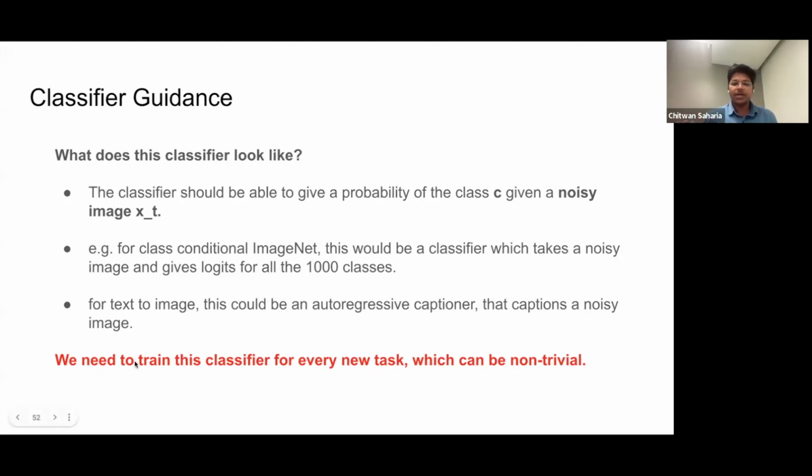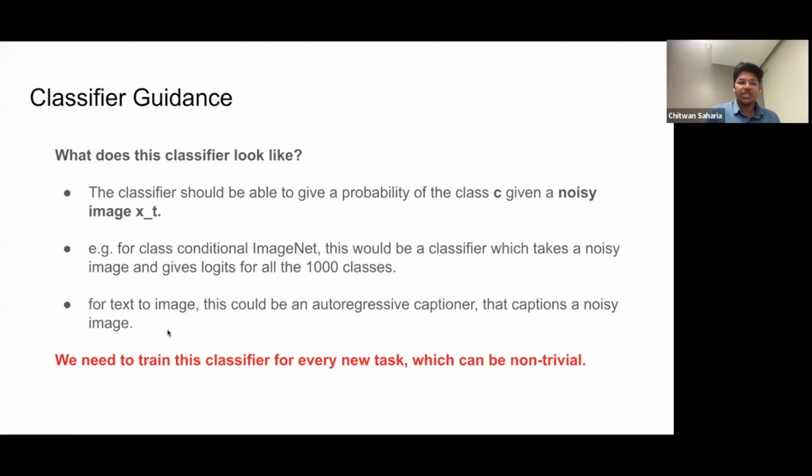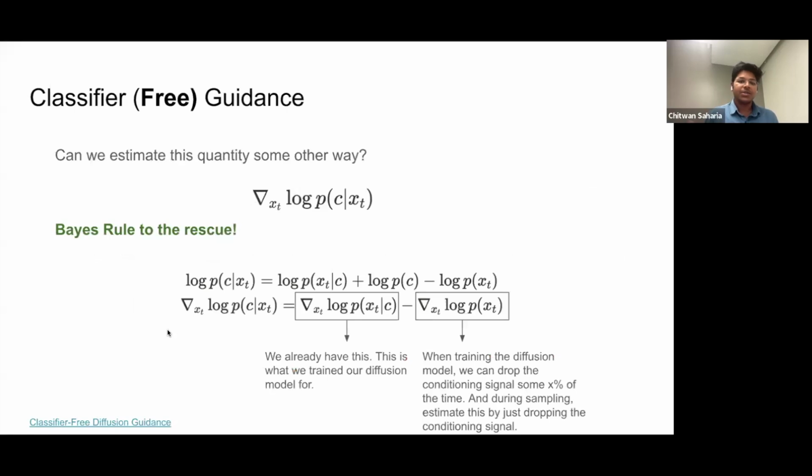But the disadvantage, of course, here is that we need to train a classifier for every new task. So now we need to train a captioner if we want to train a text-to-image model, which is not really ideal. And the objective that we are training the captioner on is very different than the objective that we're using it for. So this was an idea that came around, but just quickly faded away because it was just impractical. And it got substituted with this much cooler way of doing things, which is classifier-free guidance. So as the name suggests, you just don't want a classifier anymore, but you want the same effect. And it's actually very, very simple and elegant.